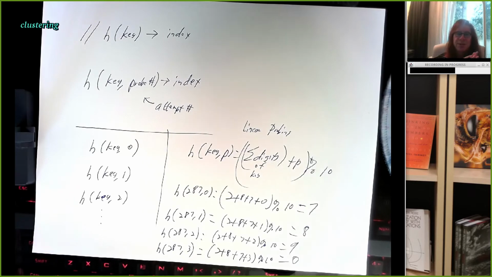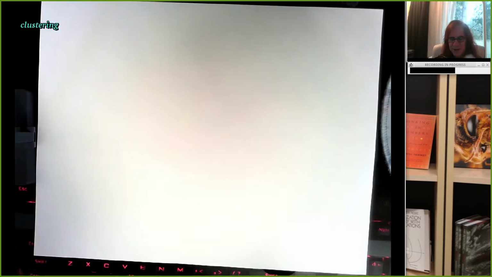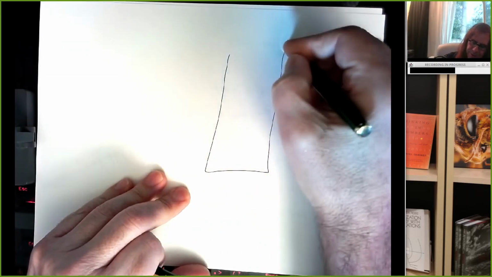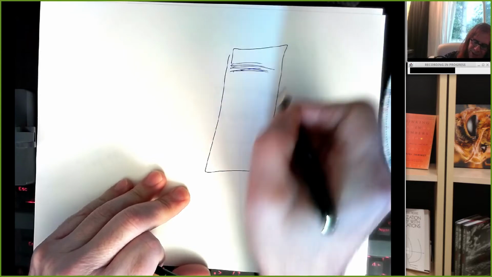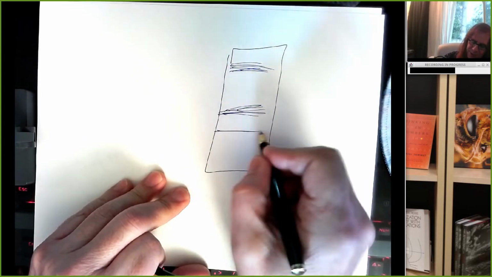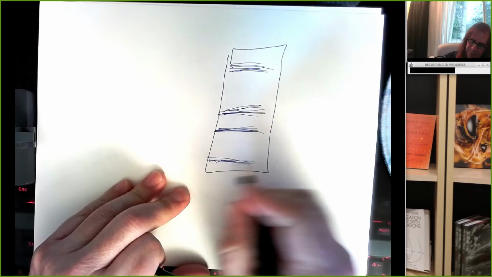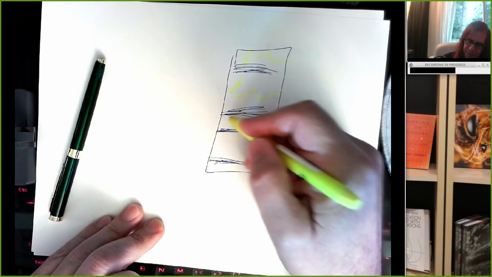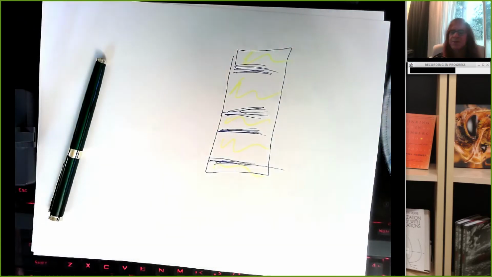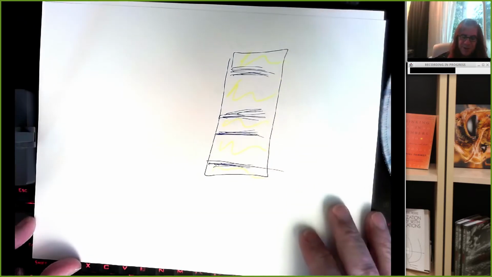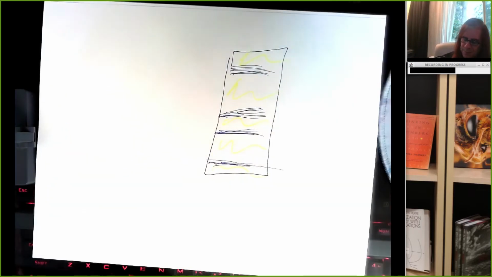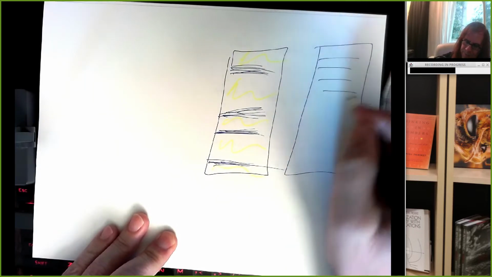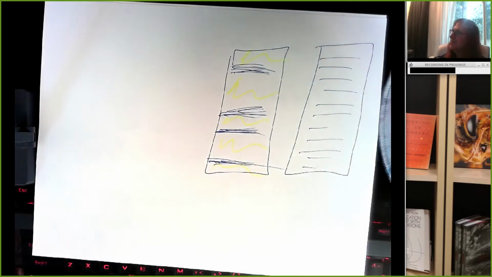And so that's something called clustering. And clustering basically looks like this. Here's our array. And we've got a bunch of data stored here, and a bunch of data stored here, and a bunch of data stored here. And then you've got all this open space that you're not using. That's not a very efficient use of your hash table. What you'd really like to do is have your data distributed more or less evenly throughout your hash.